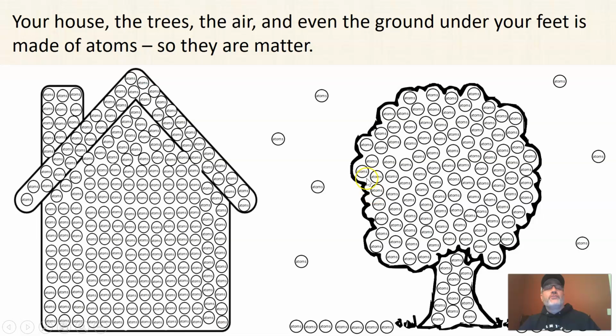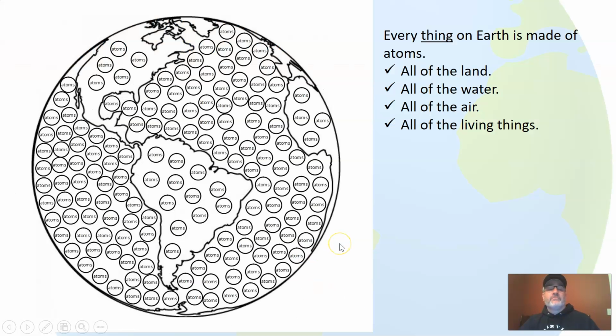Your house, the trees, the molecules of air around us, and even the surface of the earth, the ground that we walk on, made of atoms, so they are matter. Essentially, everything on earth is made of atoms, so everything on earth is matter. So if we were to include in that all the land, all of the water in the oceans and in the streams, all of the air, and every living thing, all of those things are made of atoms, so they are matter. So matter is a very, very general term.